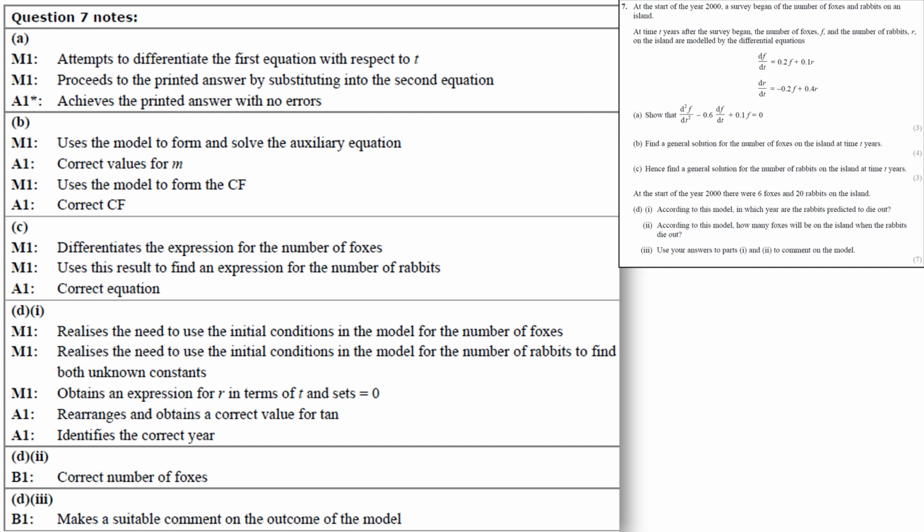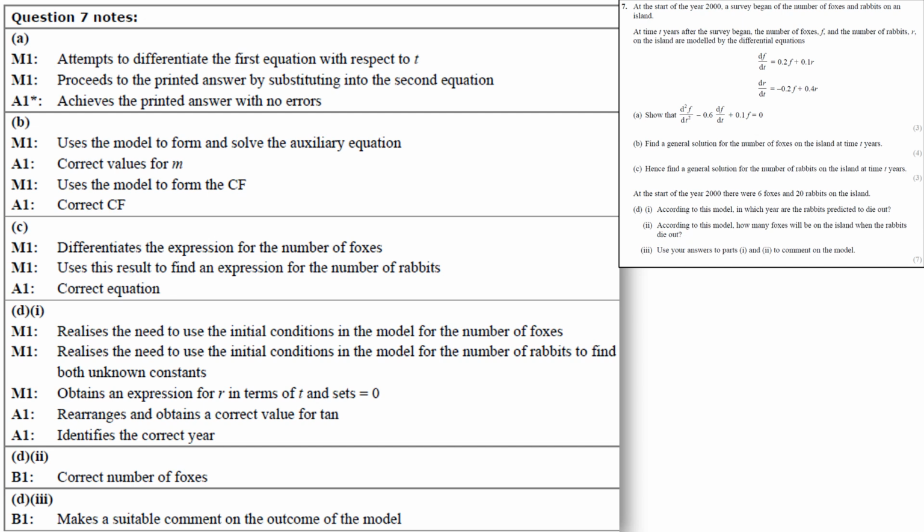And then the next mark is for finding a value for R in terms of T and setting it to 0, rearranging to get a correct value for tan. So this was where we reached tan of 0.1t, and then the final bit is proceeding from there to the correct value for t and identifying the year. There's just 1 mark for part II, subbing that number into f, which makes sense. It was very little working required. In fact, probably nothing to write down apart from when t equals 19.51, f equals, and then work it out. And then part B1 just says makes a suitable comment on the outcome of the model.